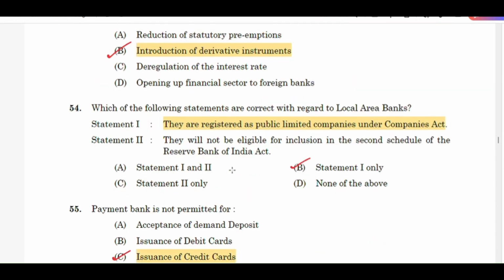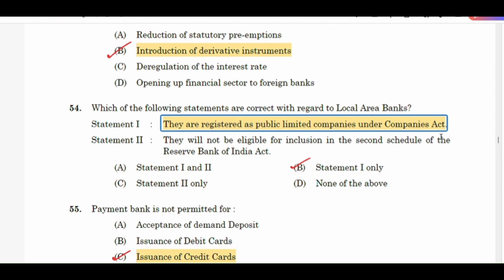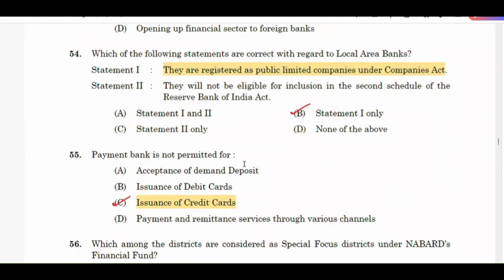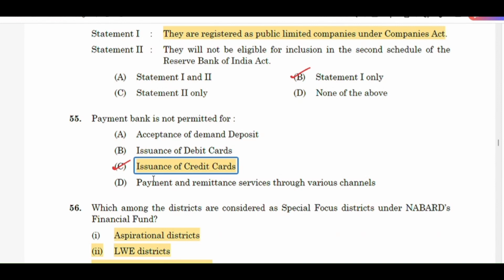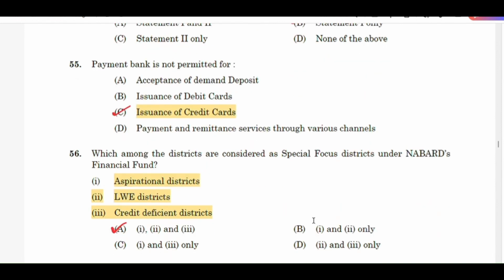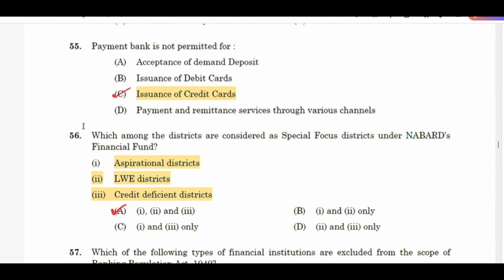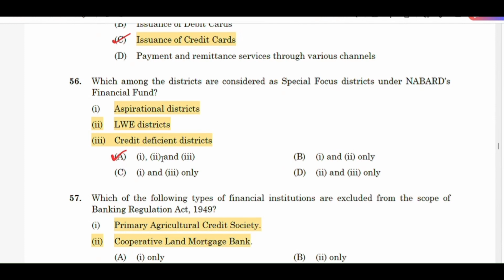And next question, which of the following statement are correct with regard to local area banks? Answer is option B, statement 1 only. They are registered as public limited companies under Companies Act. Payment bank is not permitted for. Answer is option C, issuance of credit cards. Next question, which among the districts are considered as special focus districts under NABARD's financial fund? Answer is option A, 1, 2 and 3. Aspirational districts, LW districts, credit deficient districts.